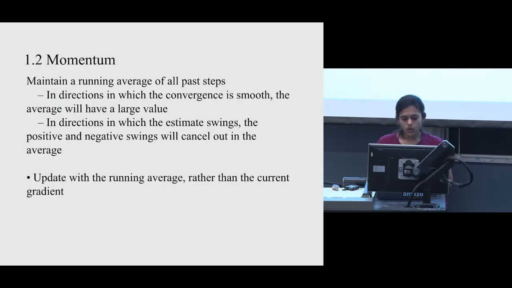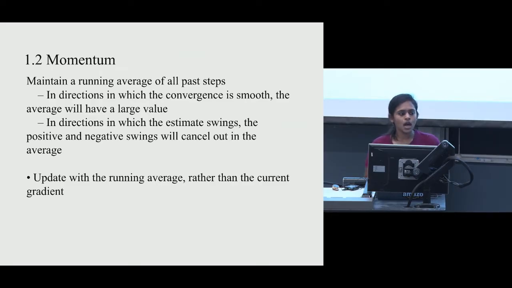So what we do is try to use momentum methods, where we maintain a running average of all the previous steps. And what happens is when we are making a weight update, instead of just using the gradients that we have for this time step, we average out gradients from the previous time steps and use that value in order to update our weights. So when we do this, what happens is that in the directions where convergence is very smooth, the average will have a large value, and in directions where the estimates are swinging between positives and negatives, the average will somehow cancel them out.